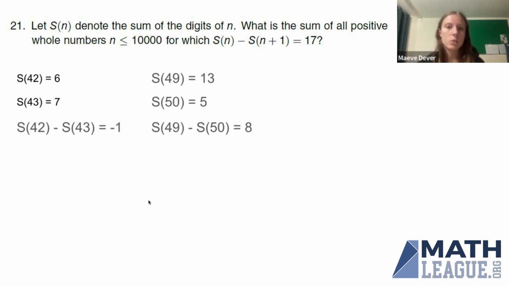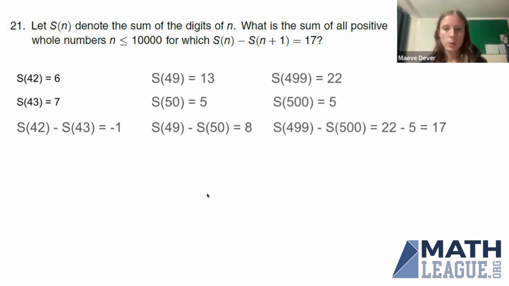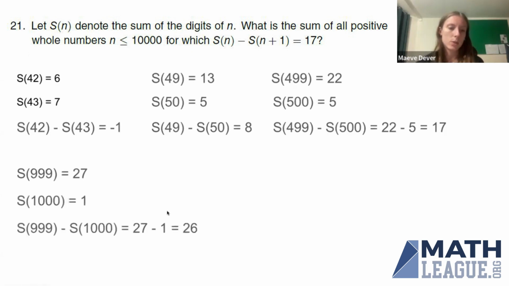Let's have n end in 2 9s. S of 499 is 22. S of 500 is 5. S of 499 minus S of 500 is 22 minus 5, which is 17. That's perfect. Okay. What if it ends in 3 9s? 999 and 1000? Those are 26 apart. So obviously that doesn't work. So what we're learning here is our number needs to end in exactly 2 9s. So we're just summing all positive whole numbers less than 10,000 that end in 2 9s but not 3 9s.